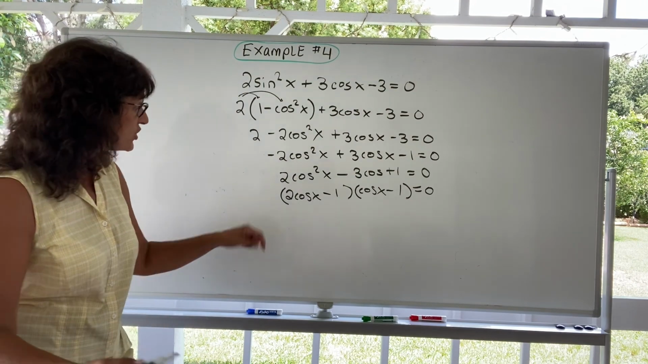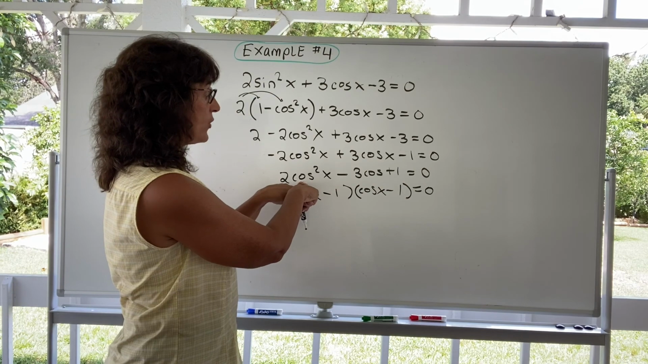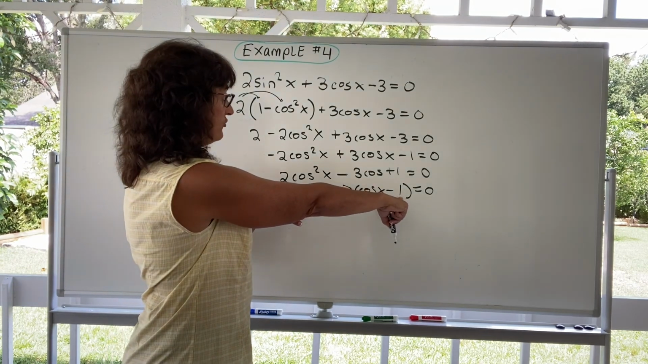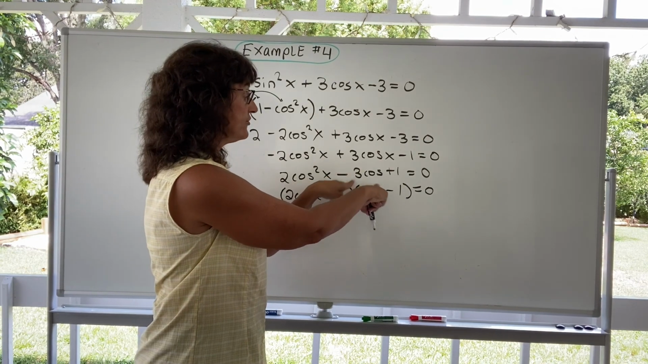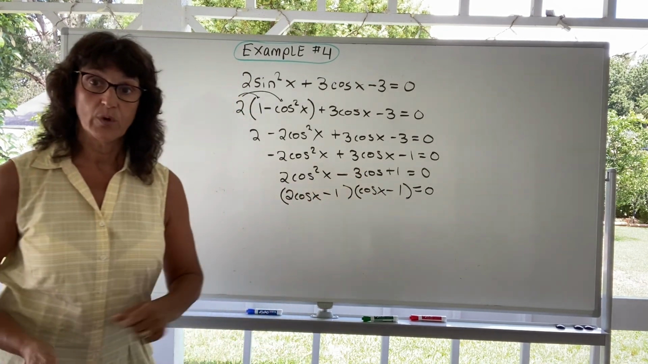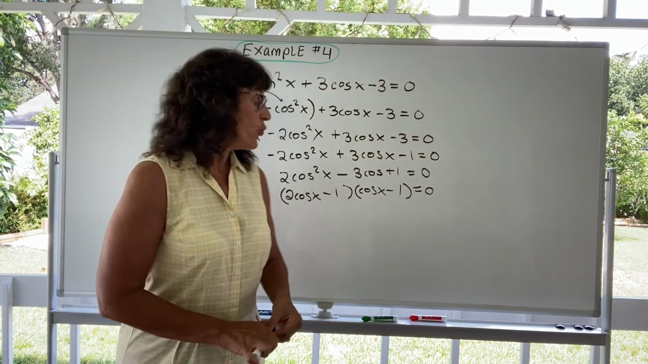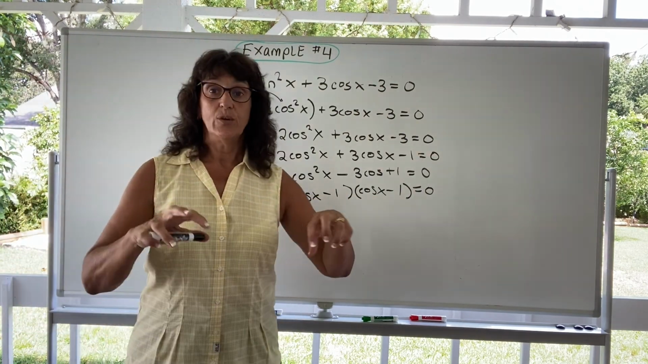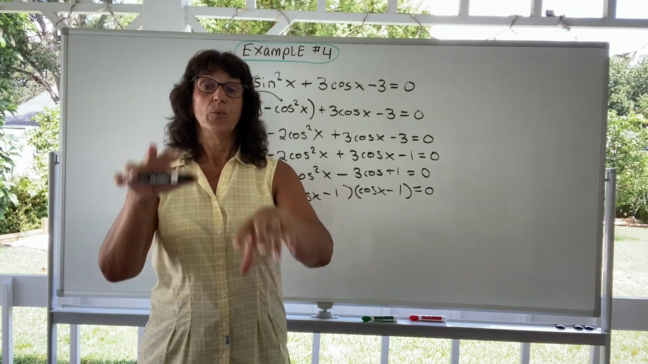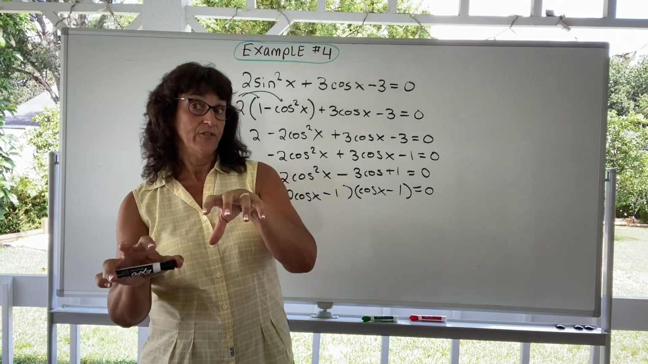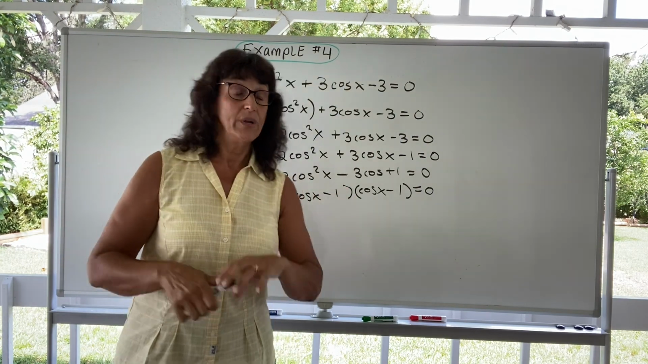All right, let's make sure it works. 2 cosine x times cosine x gives us our cosine squared. Distribute, so -2 cosine x and -1 cosine x, there's my -3, and -1 times -1 is 1. Now we have the product of two factors. When is the product of two factors equal to 0? Anytime you take two things and multiply them, when do you get 0? When either factor is 0, right?